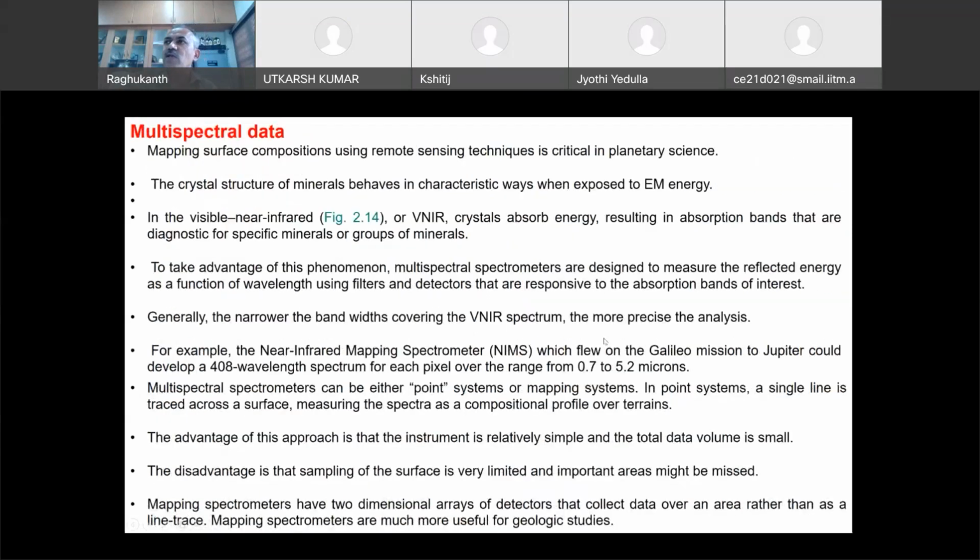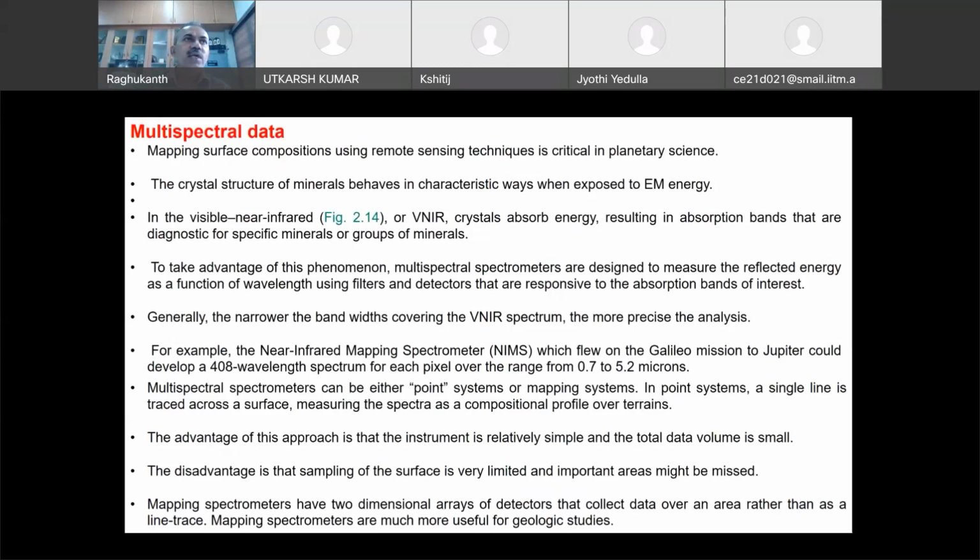So remote sensing is very fundamental in planetary science. If we can do remote sensing, if we can get the images, we can count the number of craters or whatever things are there, and then we can infer the geological processes. The crustal structure of minerals, okay, they behave in characteristic ways when exposed to electromagnetic energy. So when you send a variety of wavelengths, some minerals will behave in a different fashion. Based on that, they take images and do this analysis and others. So near infrared region also is there. Then multi-spectral spectrometers. A lot of new instrumentation has come. Okay, several things are there.